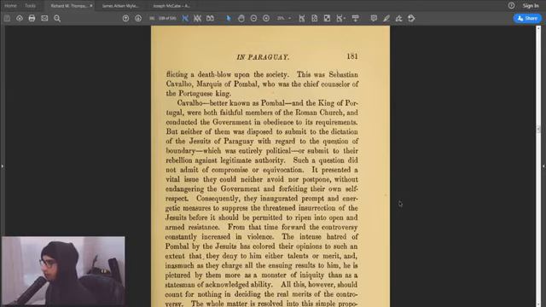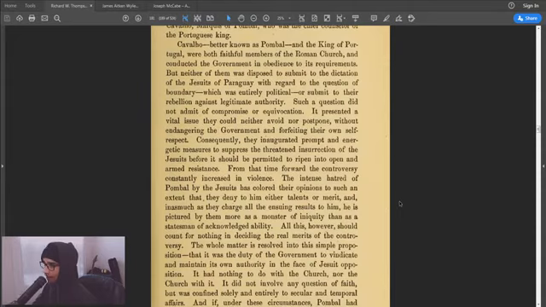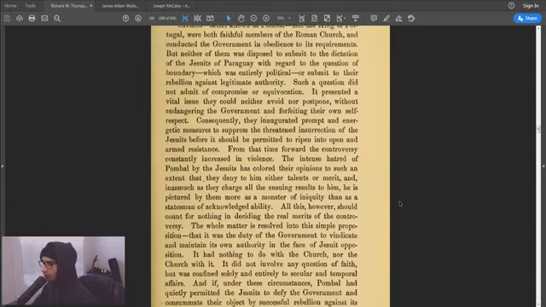The intense hatred of Pombal by the Jesuits has colored their opinions to such an extent that they deny to him either talents or merit, and inasmuch as they charge all the ensuing results to him, he is pictured by them more as a monster of iniquity than as a statesman of acknowledged ability. All this, however, should count for nothing in deciding the real merits of the controversy. The whole matter is resolved into the simple proposition that it was the duty of the government to vindicate and maintain its own authority in the face of Jesuit opposition. It had nothing to do with the church, nor the church with it. It did not involve any question of faith, but was confined solely and entirely to secular and temporal affairs.